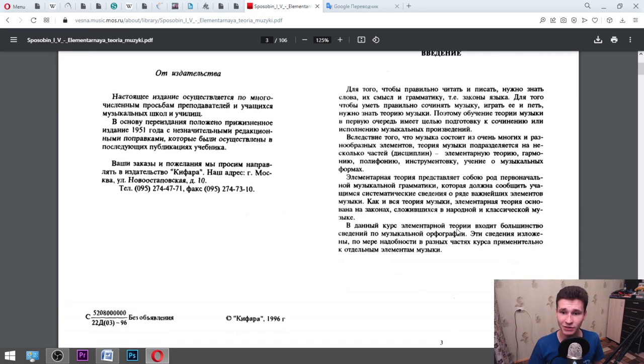And here's: В данный курс элементарной теории входит большинство сведений по музыкальной орфографии. Let's translate it. In this particularly, в данный. Данный means in this, this, determined, here, this, yeah, okay? In this particular elementary theory course, we have, входит большинство сведений по музыкальной орфографии. This course contains the majority of features about musical orthography.